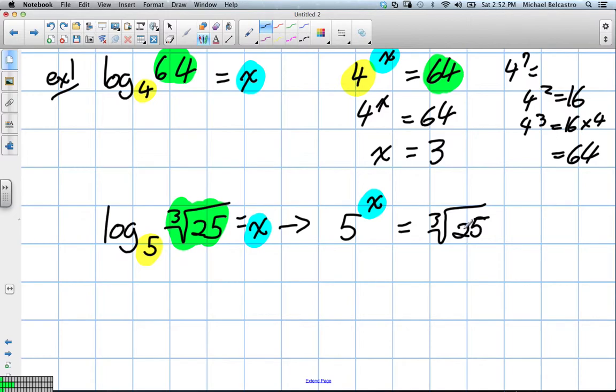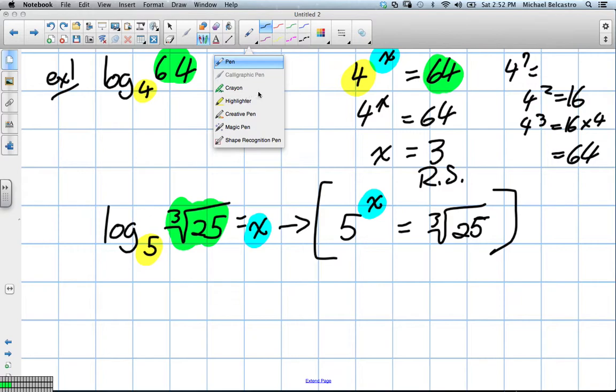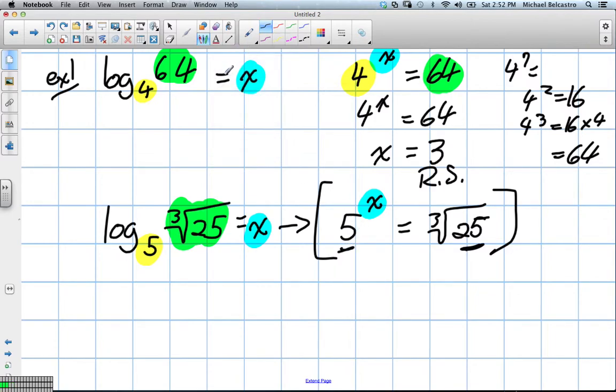Well, one way I might want to go about solving this, now that I'm in exponential form, and I'm just going to focus on the right side of this right now, is to get them to the same base. That's the same way I could have done 64. How can I turn 25 into a base of 5? 5 to the power of 2. So let's go 5 to the x is equal to the cube root of 5 to the power of 2.